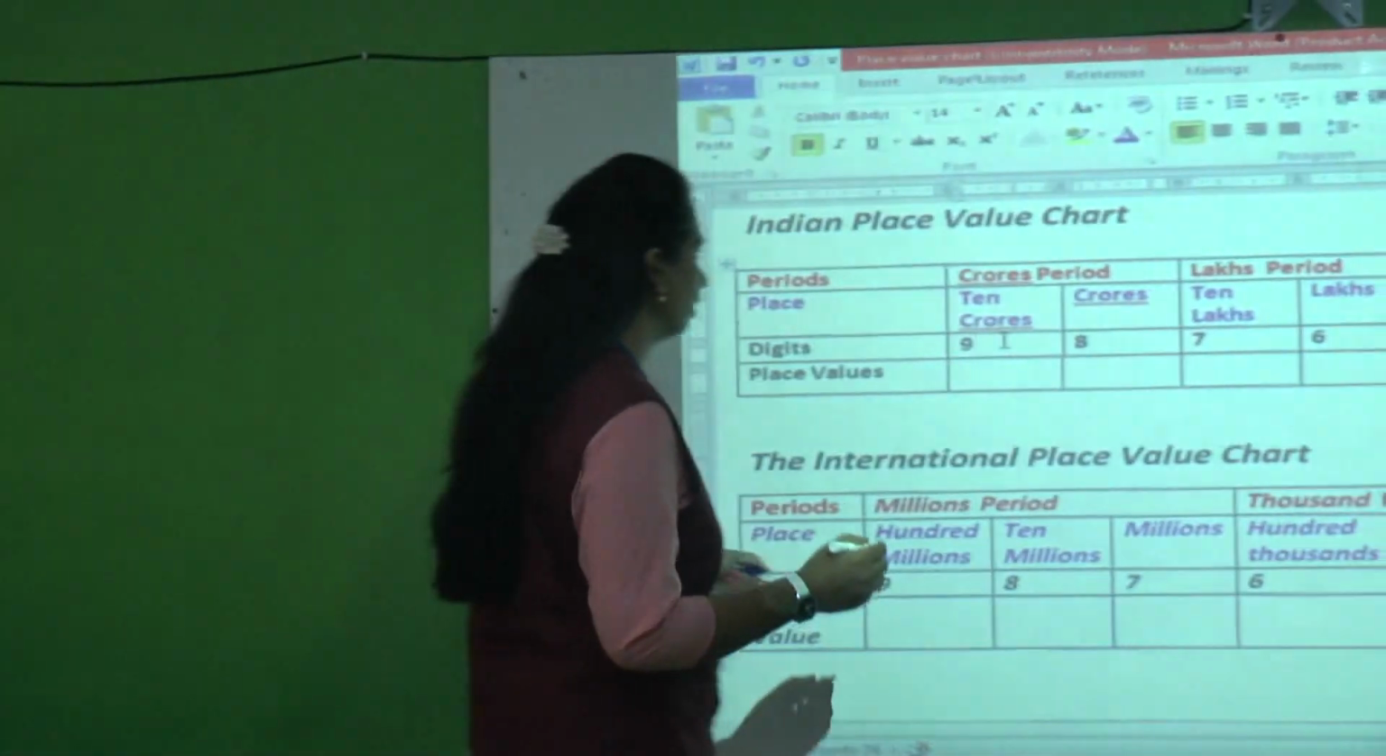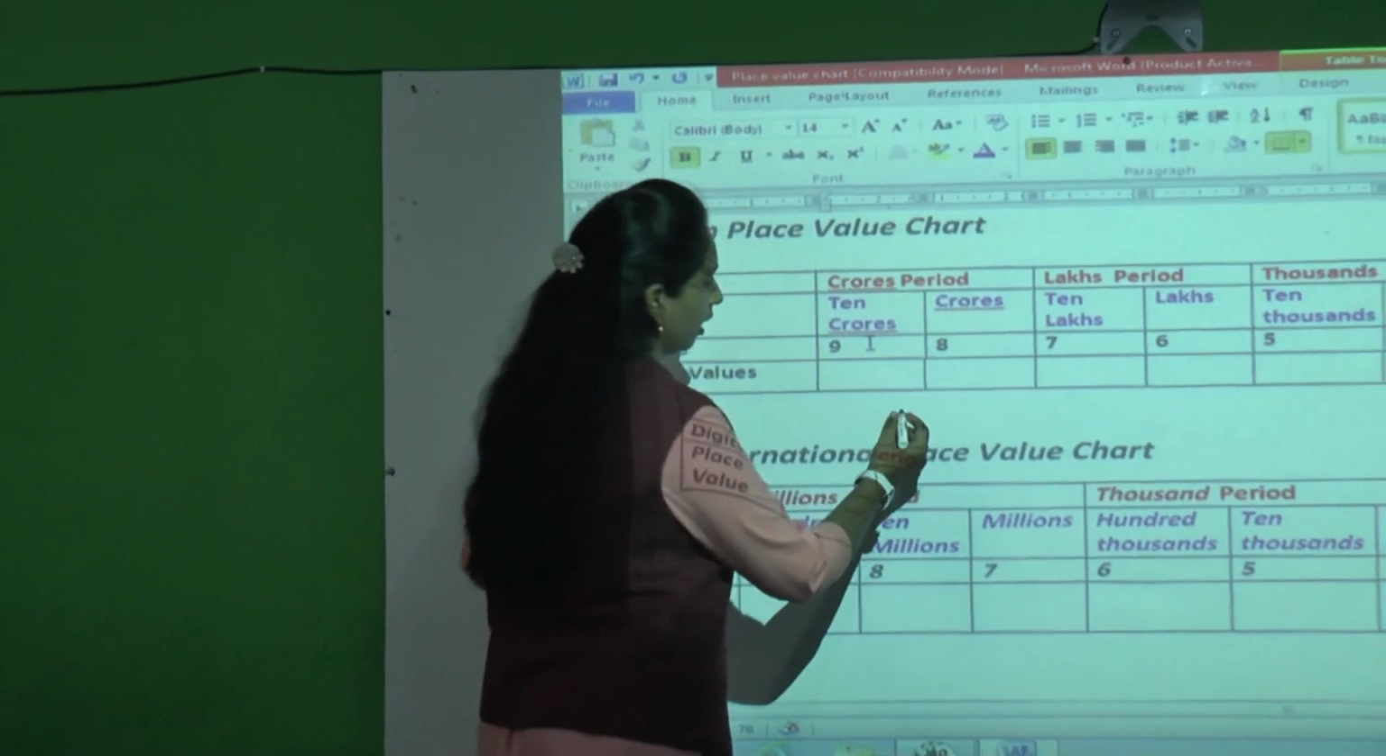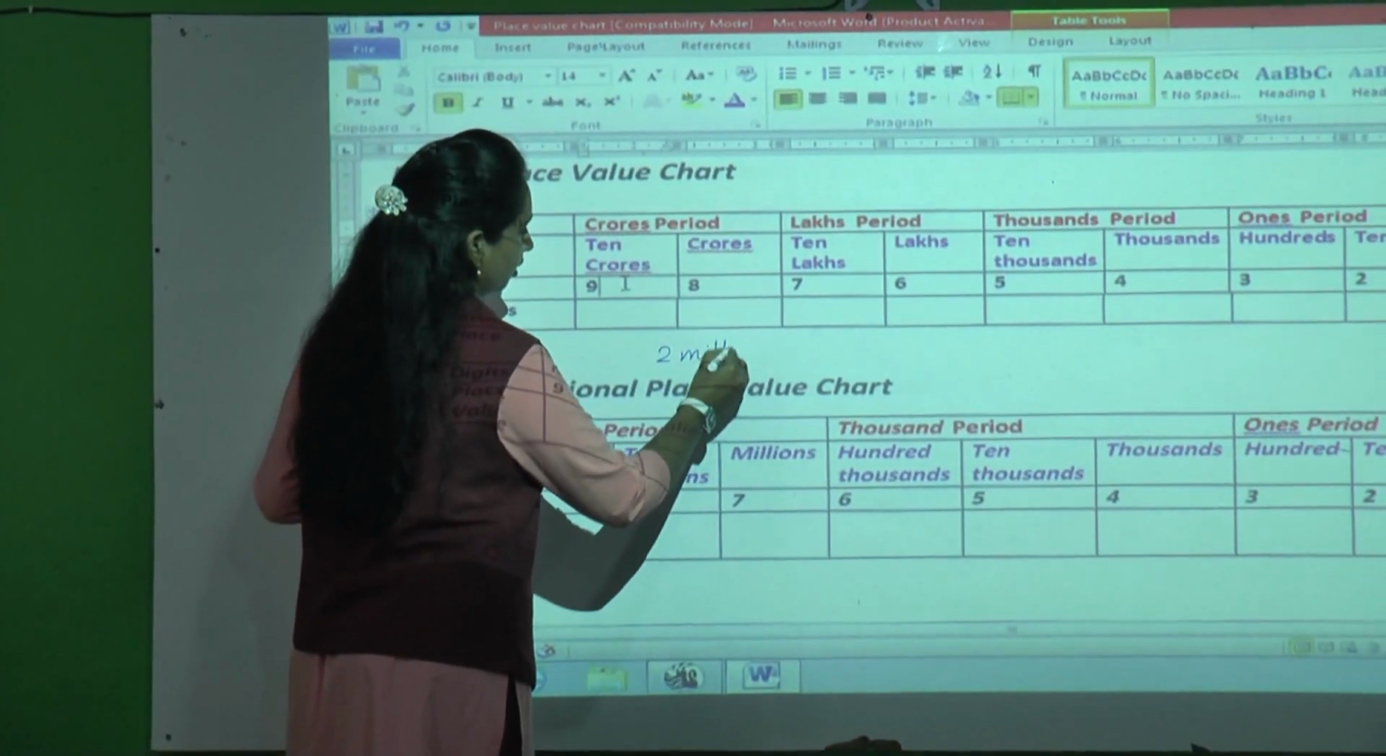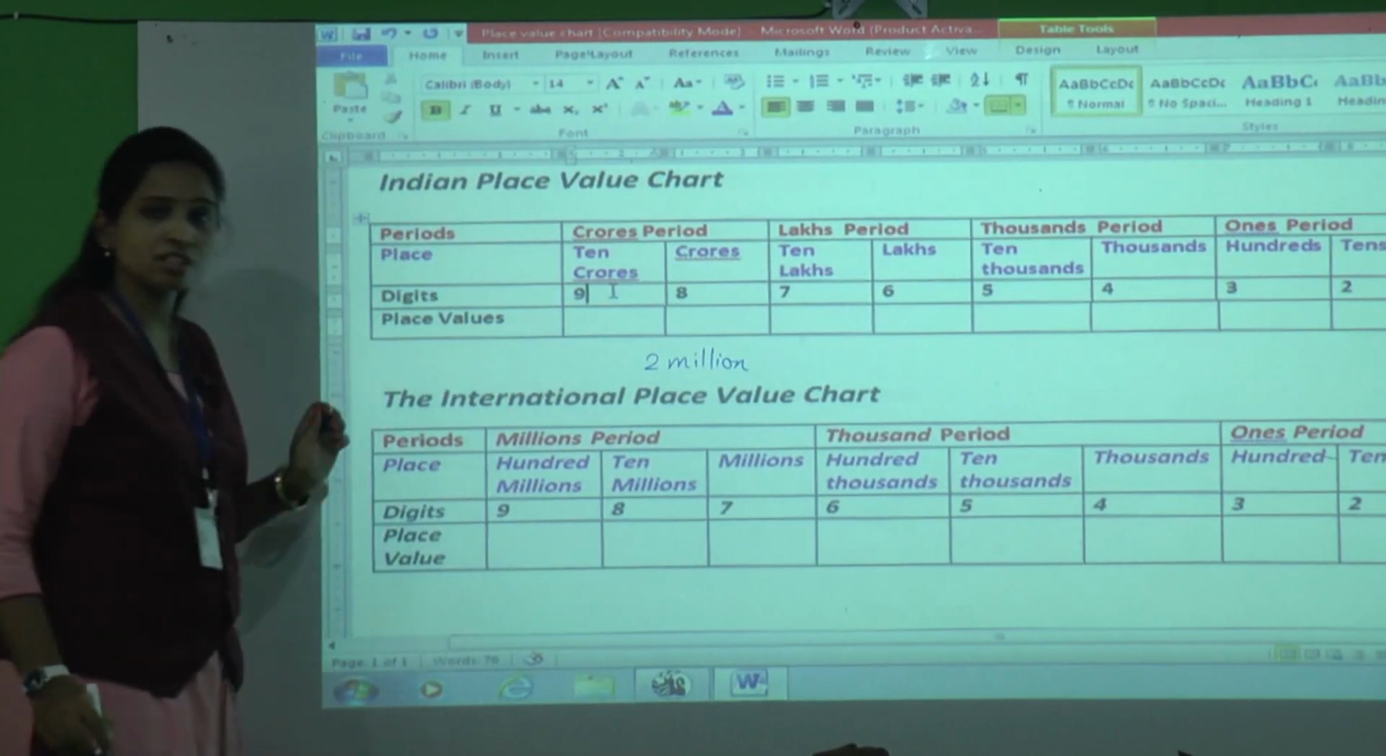Today I am going to teach you a number system which is used worldwide, that is the international number system. I'll tell you one example. For example, if I say that I have brought one new car, that I have purchased for 2 million.